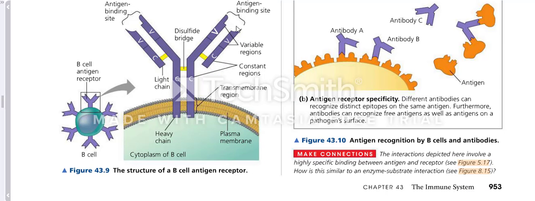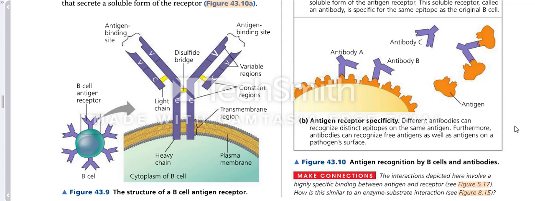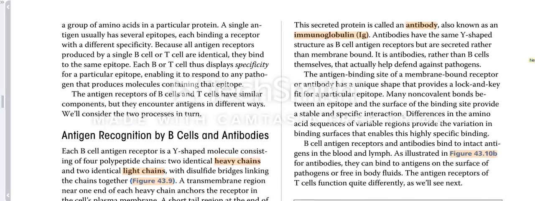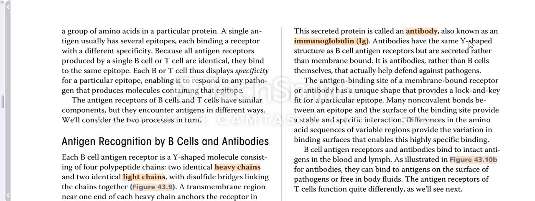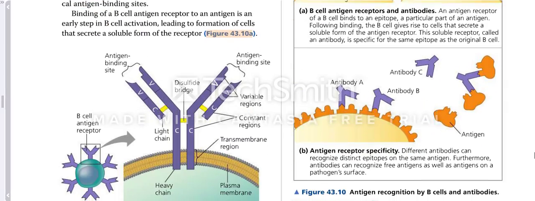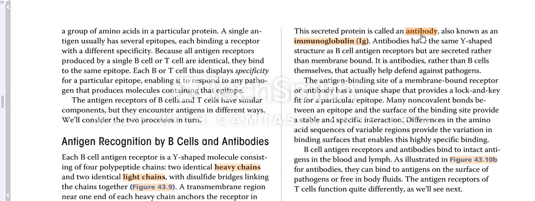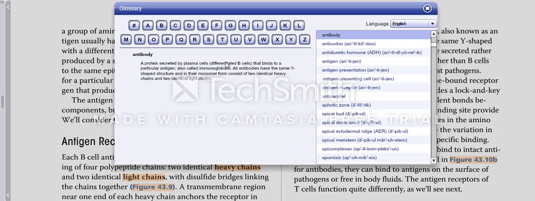The book states that the binding of these antigen receptors to an antigen is what initiates B cell activation, which creates a cell that can secrete the antibodies. And the antibodies, rather than the B cells, are what actually fight the infection in your body. So if we go up here where it actually talks about antibodies, you can see that antibodies are the Y-shaped antigen receptor that comes off of what the book describes as a differentiated B cell. So it's the protein secreted that binds to a particular antigen.